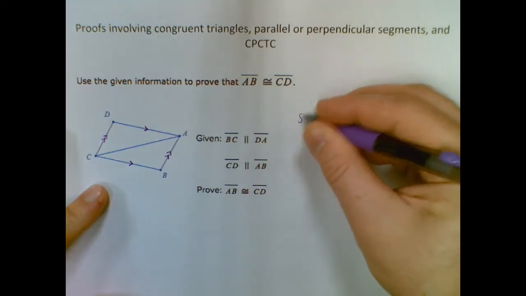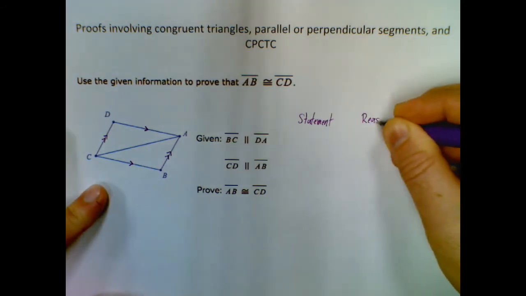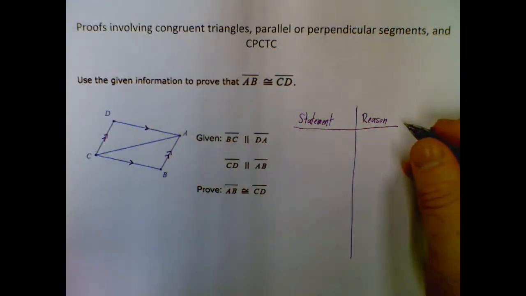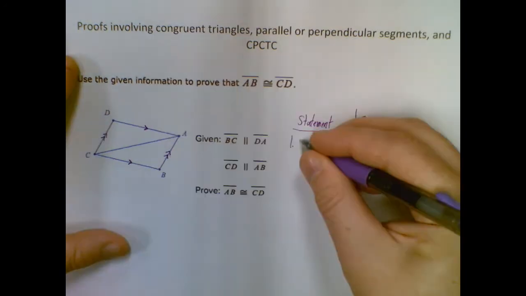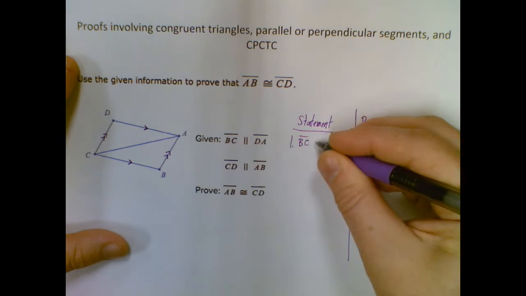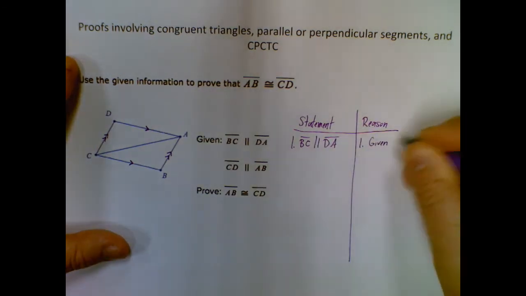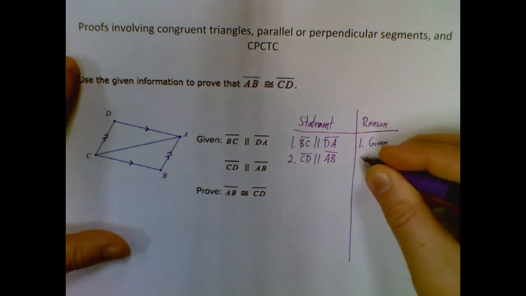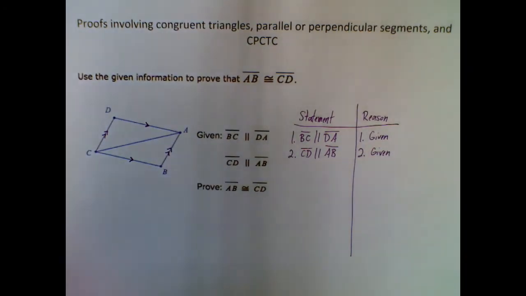I need to start listing these out first. So statement, reason. All right, first, because I have a feeling there's going to be a lot of stuff to keep track of here, I'm going to list my givens out just so I don't forget them, because that's where everything's going to build off of. So just list out those two statements given. And let's see what else I know.